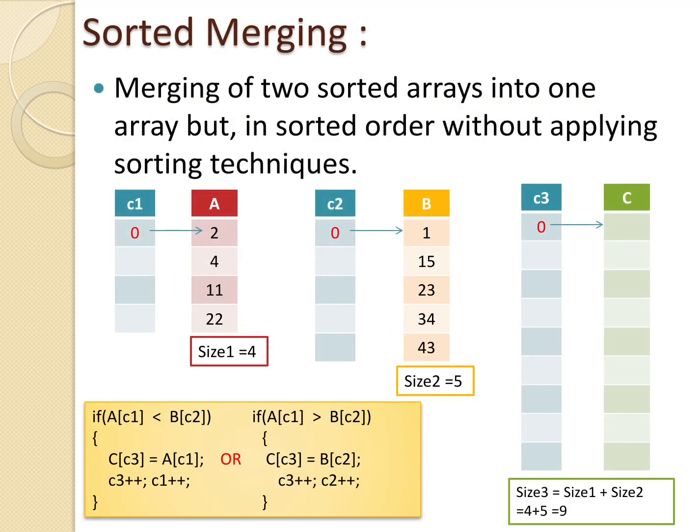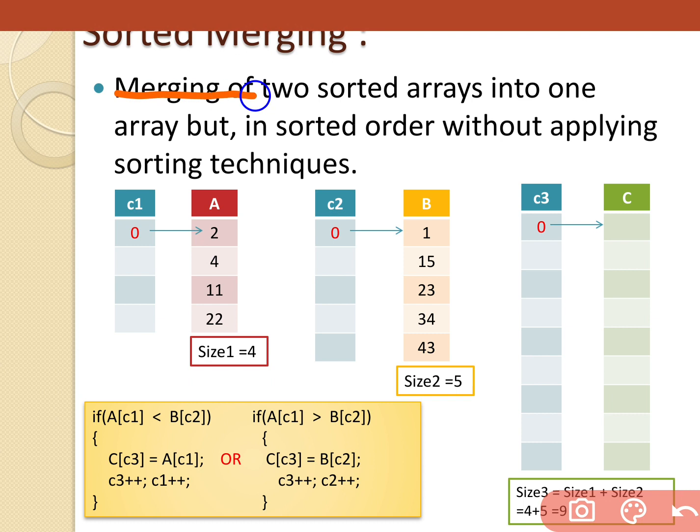Then see, this one is something great. Some logic we are having in sorted merging. You have to go through it. Try to move with my words, otherwise it is difficult for you. See, slowly I'm going to explain it. Merging of two sorted arrays in one array, we have to do. Merging of two sorted arrays.